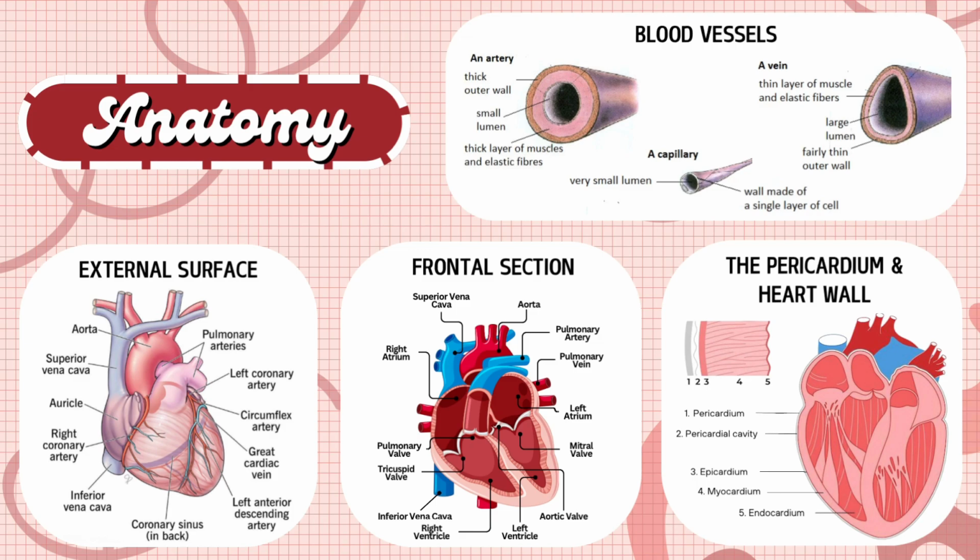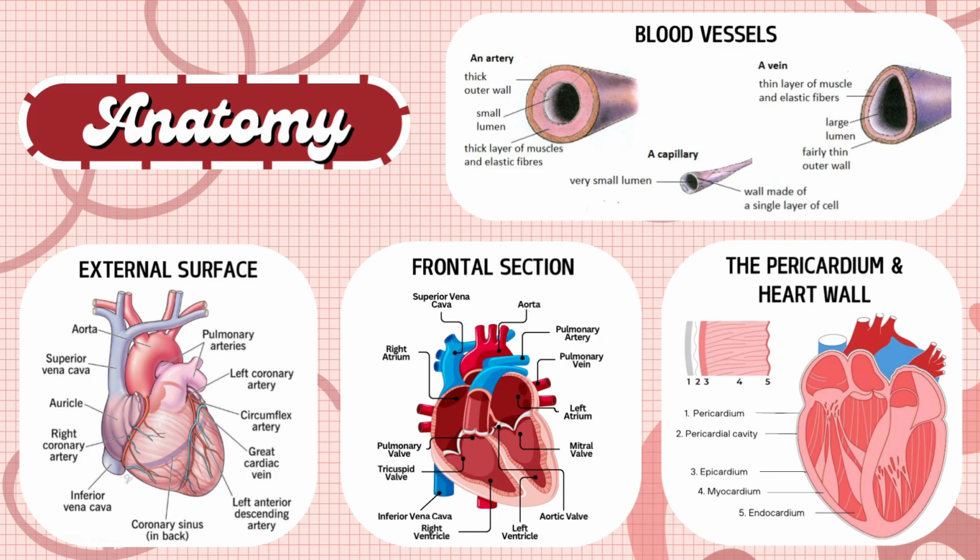Lastly are the capillaries. Capillaries are tiny, thin-walled blood vessels that connect arteries and veins. The thin walls of capillaries allow oxygen, carbon dioxide, nutrients, and waste products to diffuse easily in and out of the blood. The external surface of the heart consists of the aorta, pulmonary arteries, pulmonary veins, superior and inferior vena cava, coronary arteries, and coronary sinus.